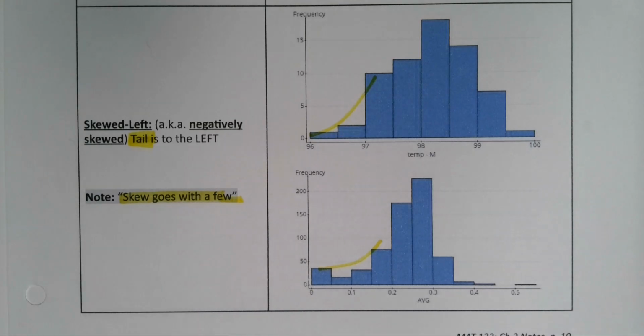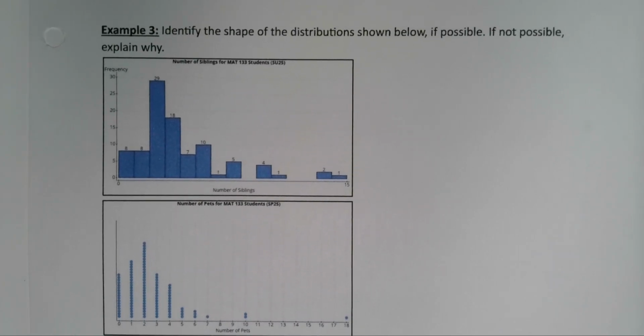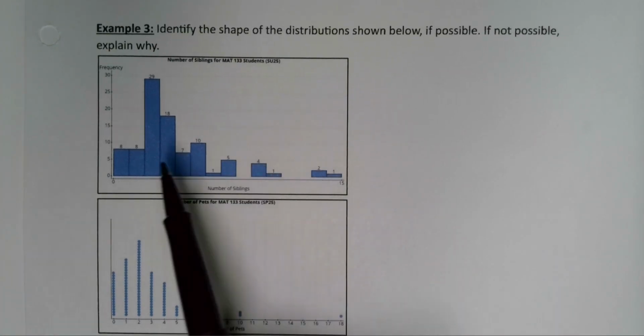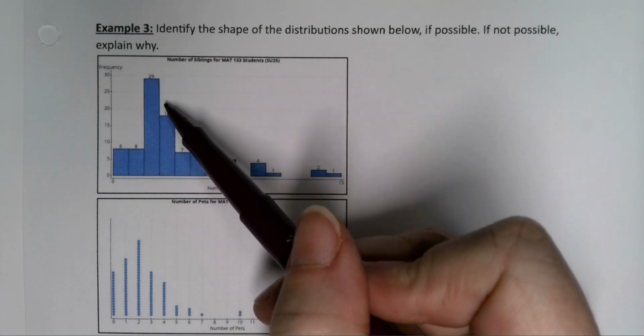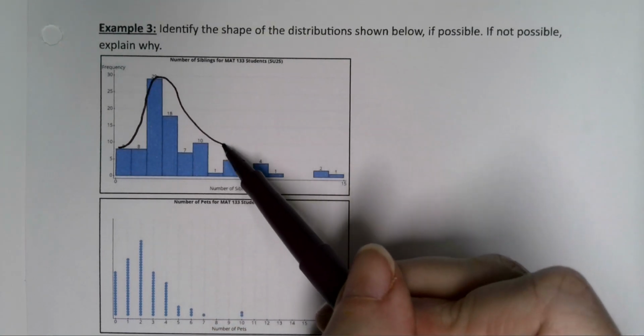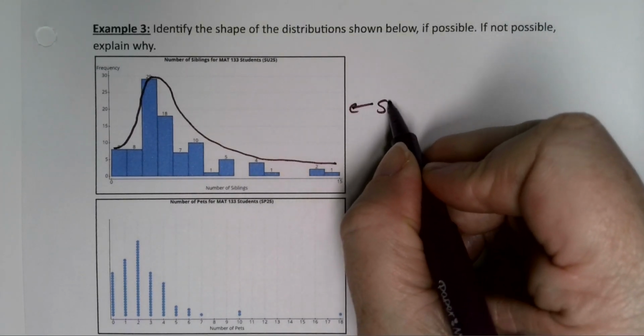All right, so now that we know the basic shapes and we have them in our brain, we want to look at some examples. So we want to identify the shapes of the distributions shown below if possible. And if not possible, we want to explain why. So let's look at this one. This has a large clump over here, and then it has a long tail, right? If you imagine the picture, it has a long tail going off to the right. So this is very much skewed right.